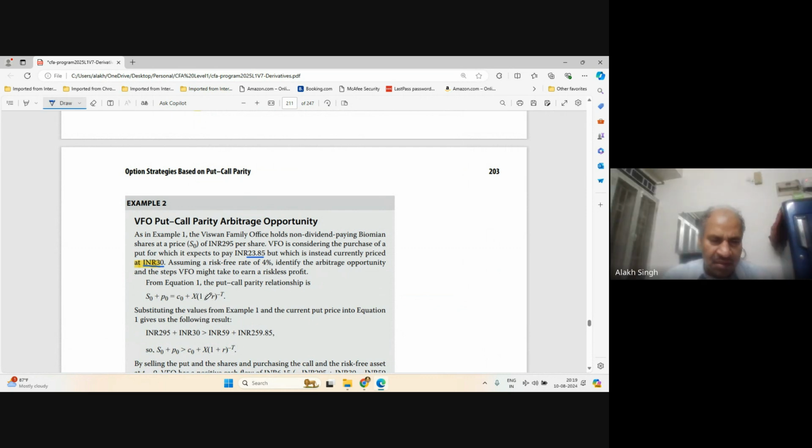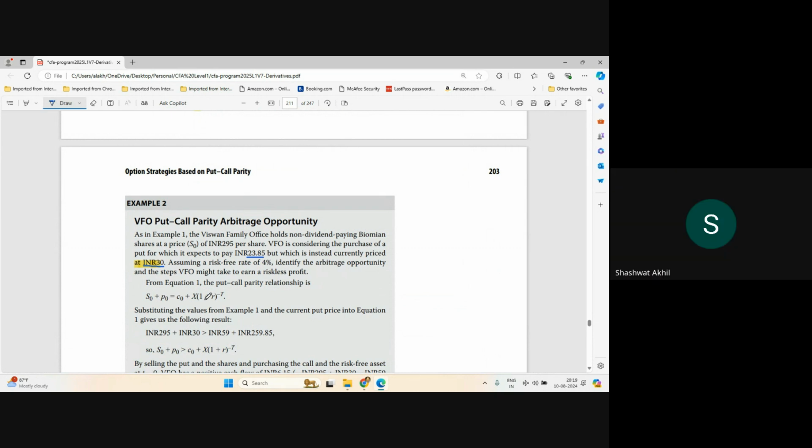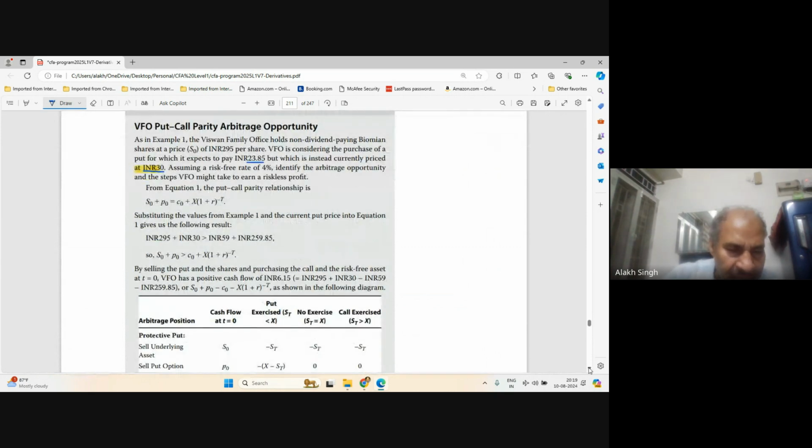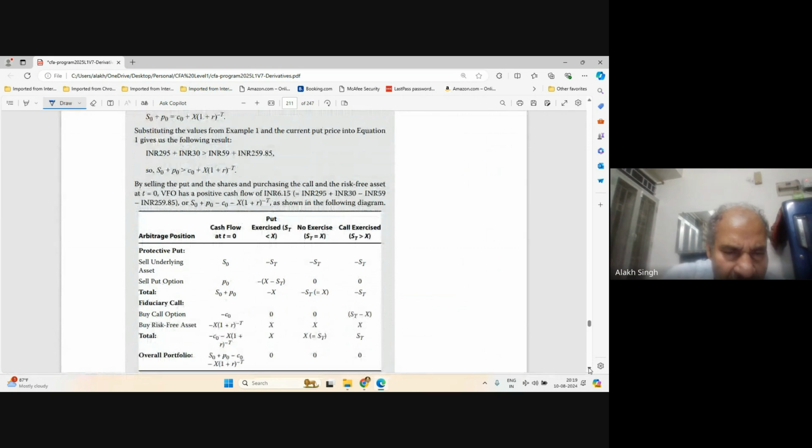This one is the risk-free bond. And what is the price today? Because it is already discounted by e to the power minus rT, it is not the exercise price. It means you will buy a bond today whose face value is equal to X after 6 months. Since you sold both these, you will have to buy both these. That is the arbitrage opportunity.